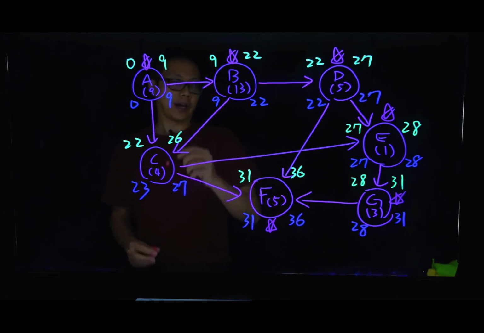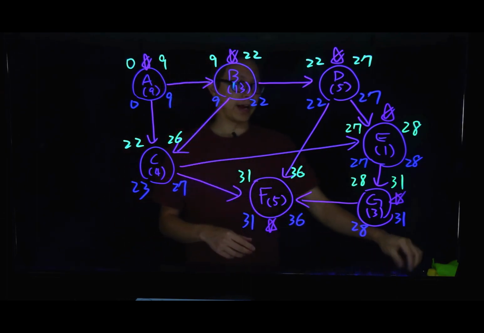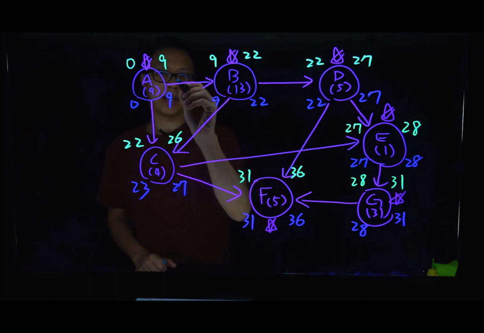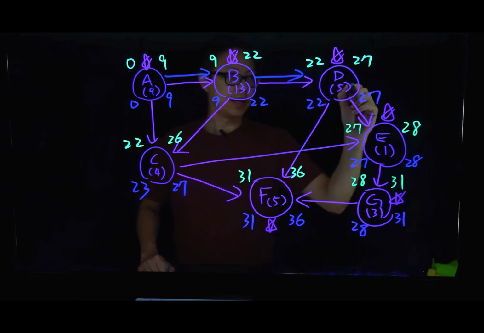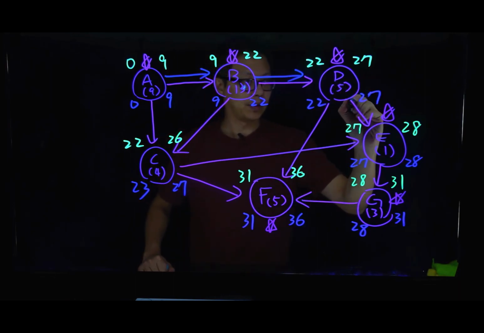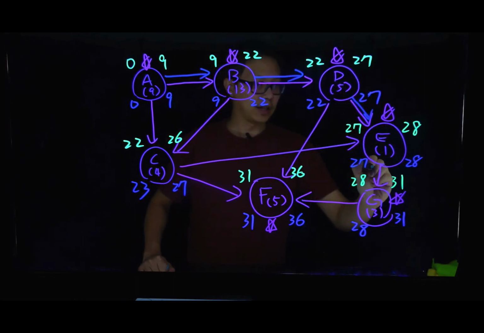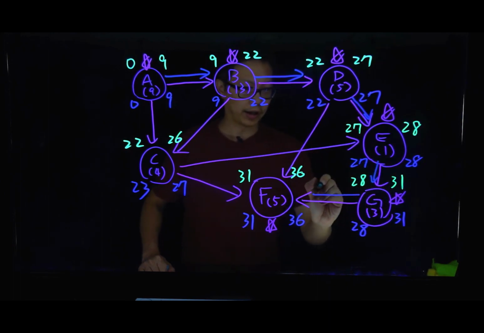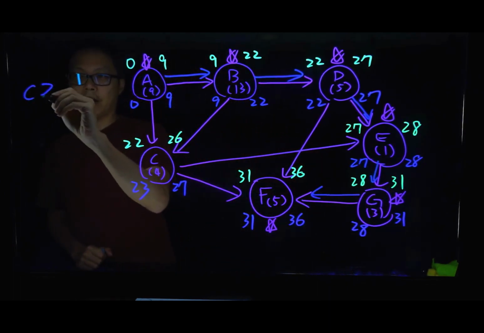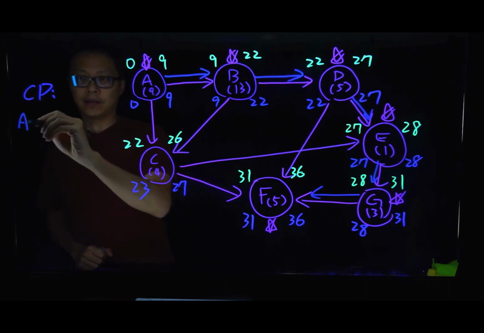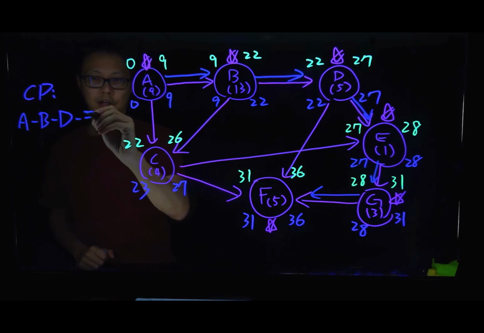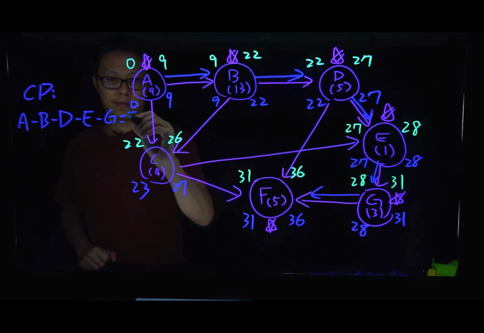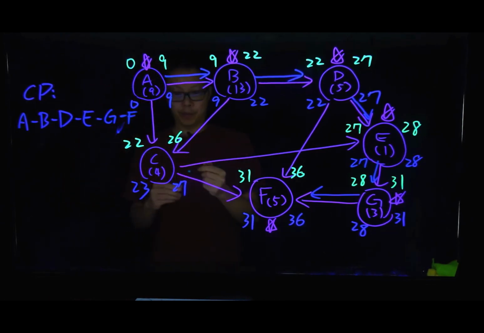Then you just need to connect the dot to find the critical path. So in this case, it will be A connected to B, B connect to D, D connect to E, E connect to G, G connect to F. So our critical path in this case will be A, B, D, E, G, and F. And that will be our final answer.